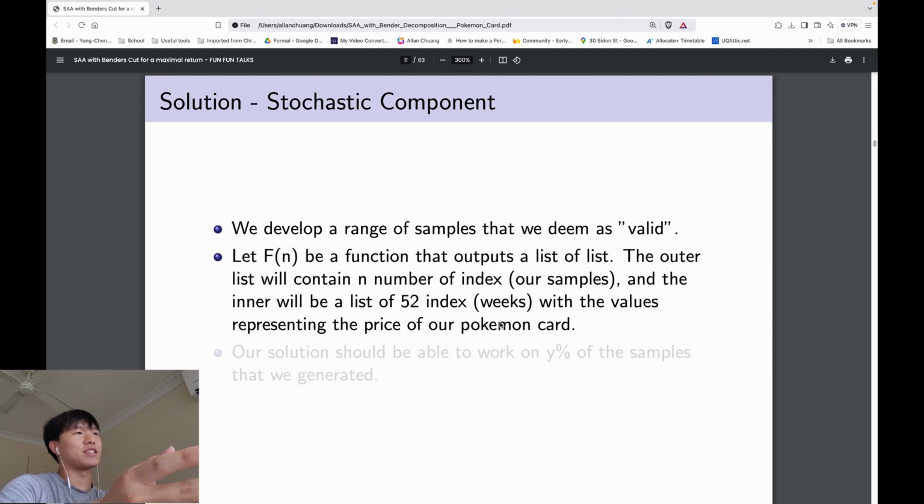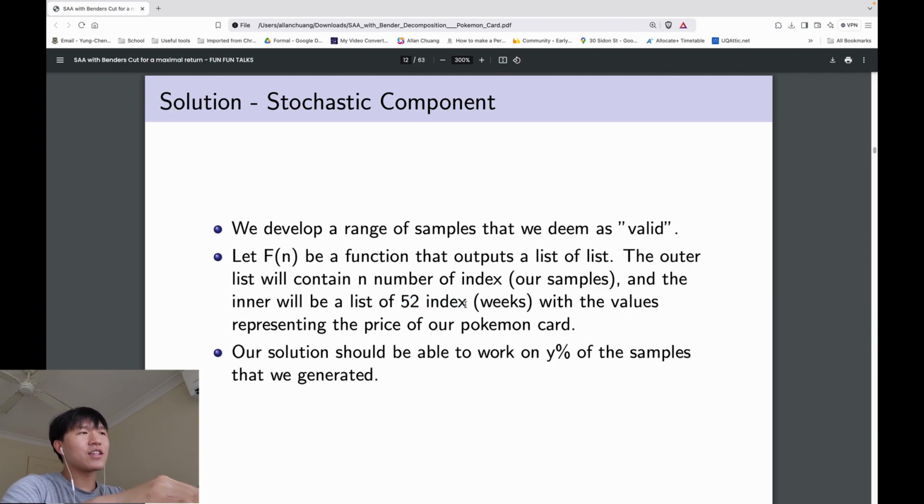So the way to do this is to develop a range of samples that we deem as valid. And specifically, we're going to let f be a function that outputs a list of lists. The outer list will contain n number of indexes, so that means we're going to generate n number of samples. And within the inner list, we will have 52 indexes, and this just represents 52 weeks. So at each week, we're going to have a different pricing. And so our solution should be able to work on y% of the samples that we have generated here, which in this case is n.